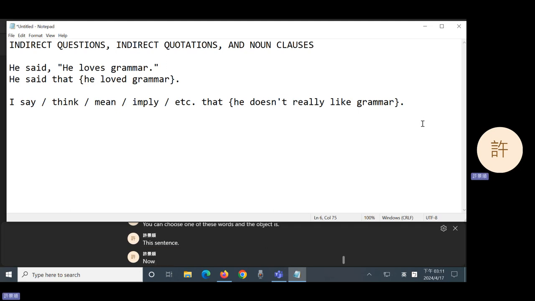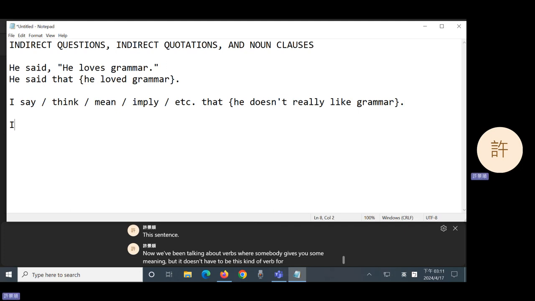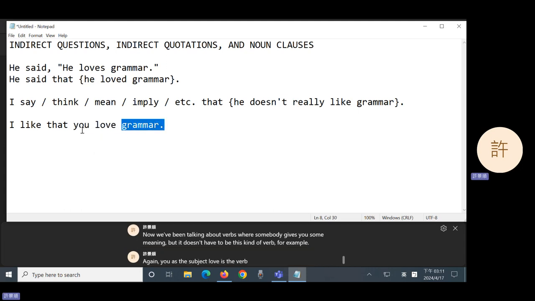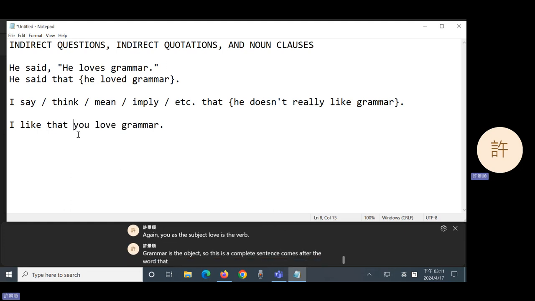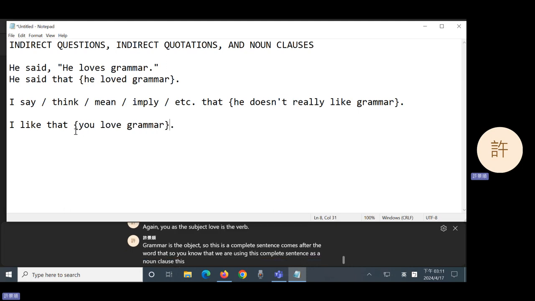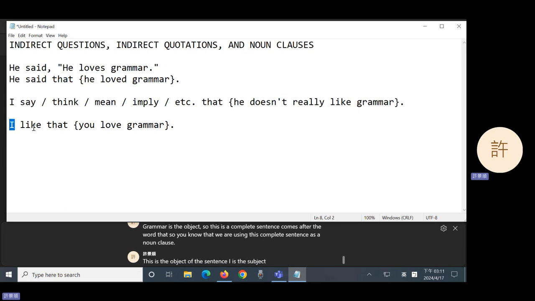Now, we've been talking about verbs where somebody gives you some meaning. But it doesn't have to be this kind of verb. For example, again, you is the subject, love is the verb, grammar is the object. So this is a complete sentence. Comes after the word that, so you know that we are using this complete sentence as a noun clause. This is the object of the sentence. I is the subject, like is the verb, that you love grammar is the object.